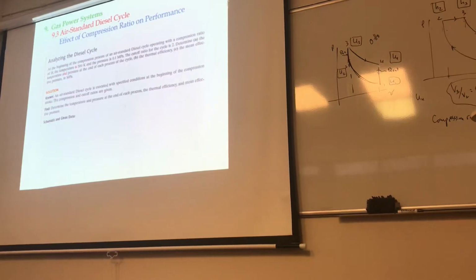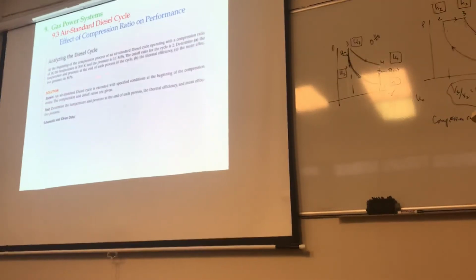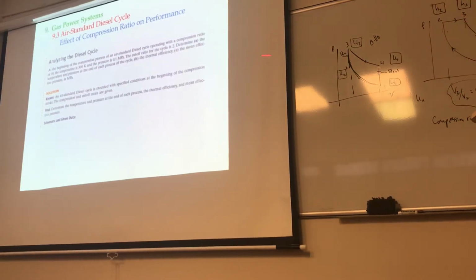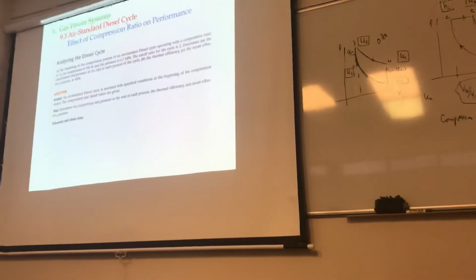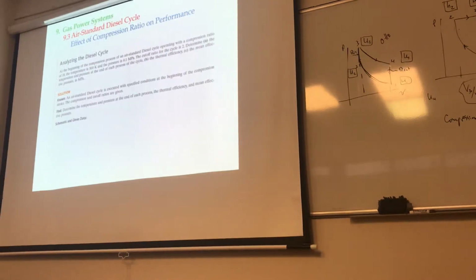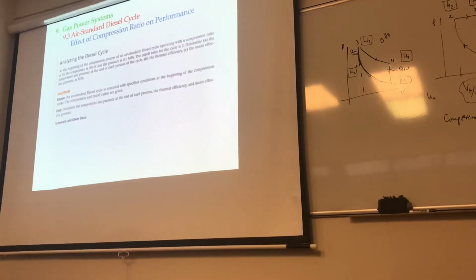And the temperature is 300 and the pressure is 0.1. The cutoff ratio is 2. When they tell you the cutoff ratio, that means they are telling you what this volume divided by that volume is. And then you're asked to find the temperature and pressure at each one of these points, and then the thermal efficiency and the mean effective pressure. Those are typically the only questions that are asked for a diesel cycle.